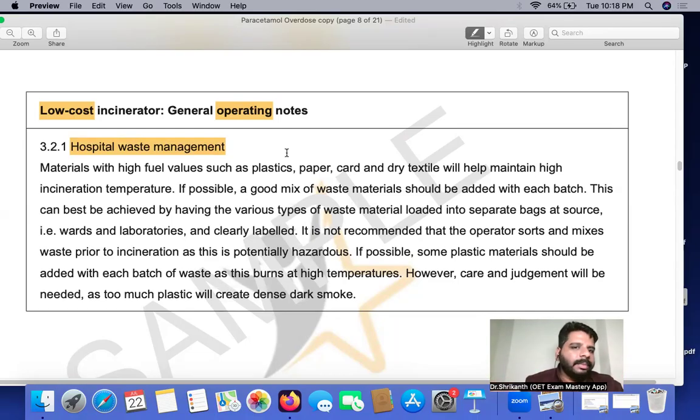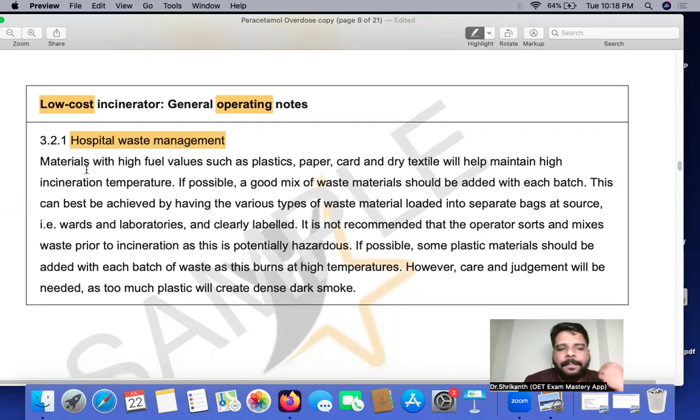Okay, so regarding waste management, how to utilize these incinerators. Here they're telling materials with high fuel values. Fuel means anything that burns and generates energy, that is what we call fuel. So high fuel values basically means something that burns very easily and produces a lot of energy. That is what we call high value fuels.